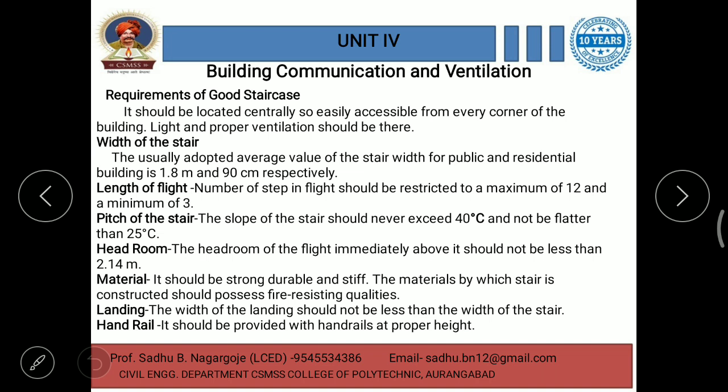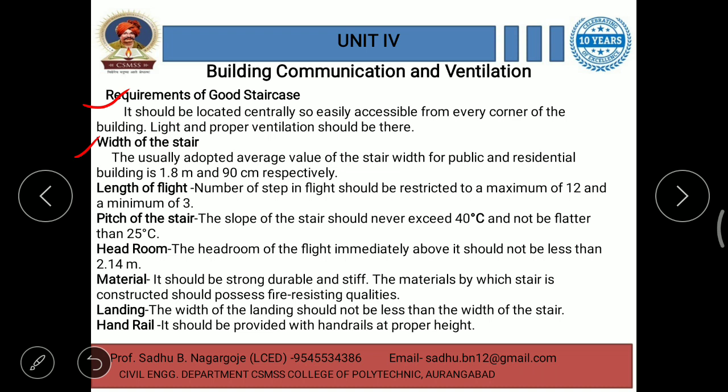Then some requirements of a good staircase, that means how our staircase should be. It should be located centrally, so it is easily accessible from every corner of the building. Light and proper ventilation should be there.